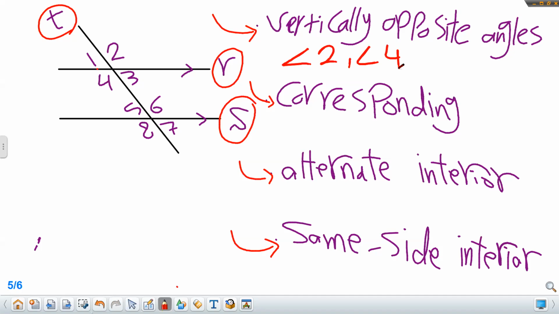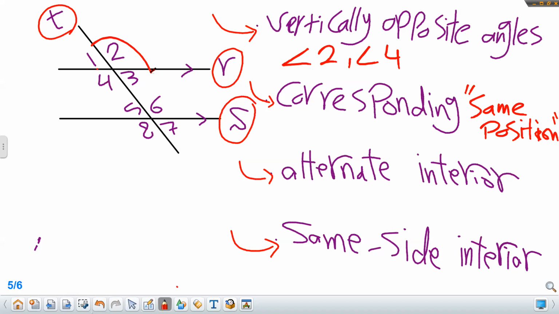The second one, corresponding. Corresponding means the same position. What's the meaning of the same position? For example, angle 2. What's the position of angle 2? Angle 2 is located up, to the right of the transversal. So the position of 2 is up, right.